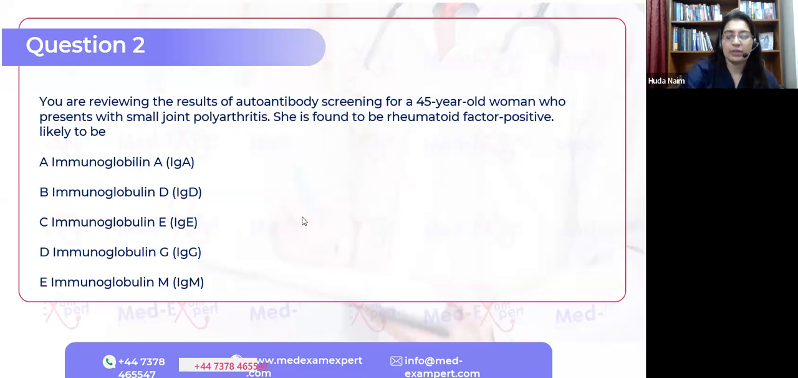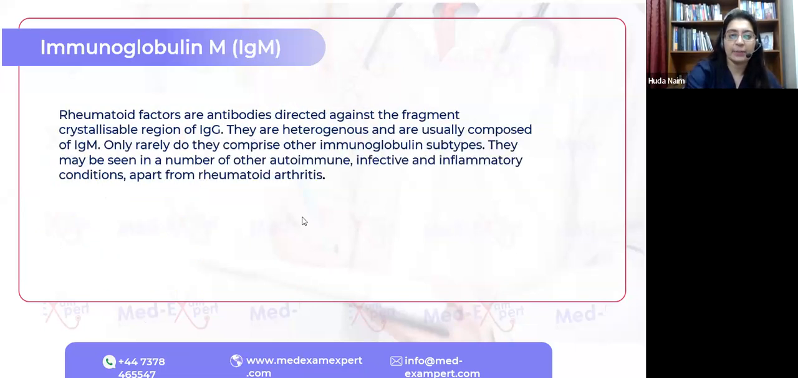Okay, so what is the diagnosis? Rheumatoid arthritis. Very good, Dr. Anam. So yes, our diagnosis is rheumatoid arthritis, and the antibody would be IgM. Because our rheumatoid factor is basically the antibody, it's the IgM against the IgG.